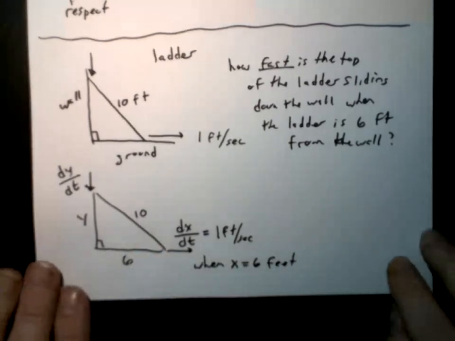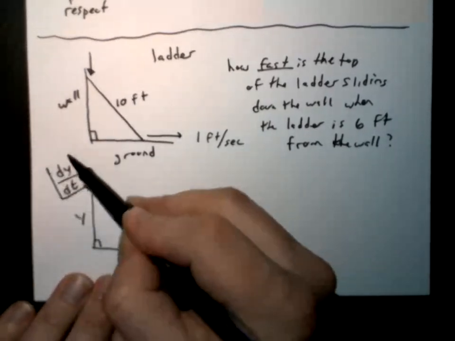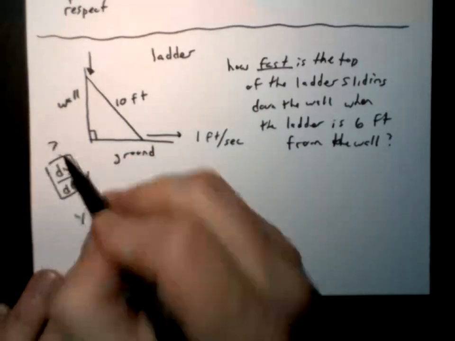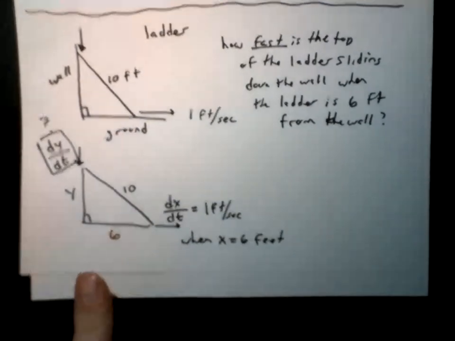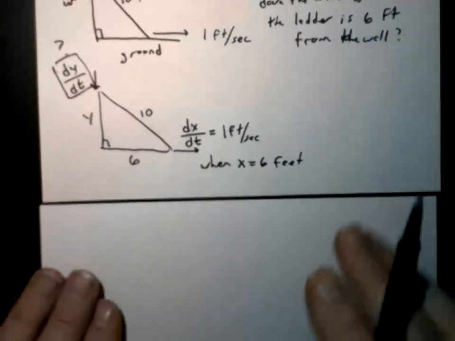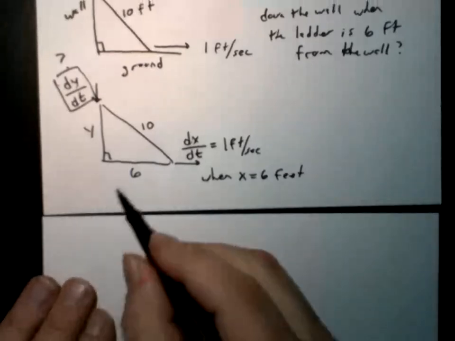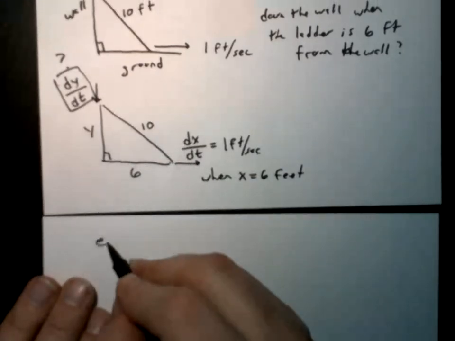So that's the scenario, the idea of this. What we are trying to do is find that. That's our goal. So let's work on that goal. The first thing we've got to do is understand the picture. The next thing to do, let's write an equation.